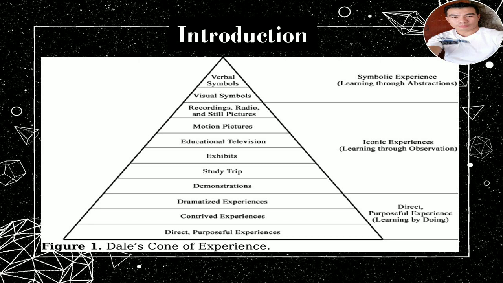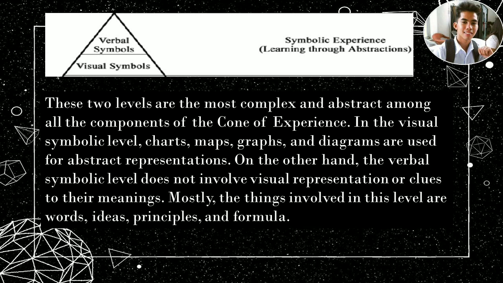of educational technology. The visual symbolic and verbal symbolic. These two levels are the most complex and abstract among all the components of the cone of experience. In the visual symbolic level, charts, maps, graphs, and diagrams are used for abstract representations. On the other hand, the verbal symbolic level does not involve visual representation or clues to their meanings. Mostly, the things involved in the level are words, ideas, principles, and formulas.